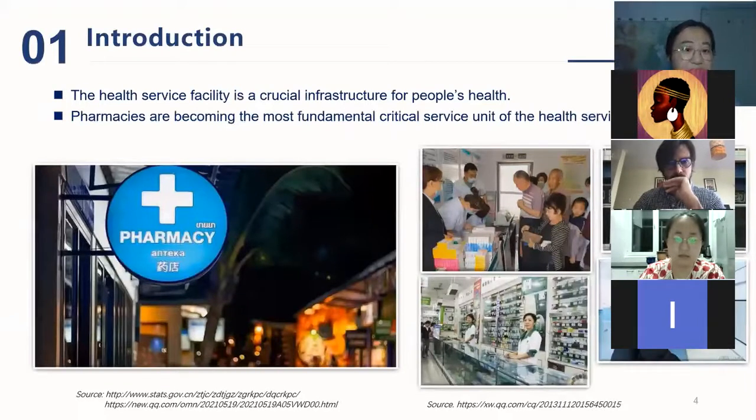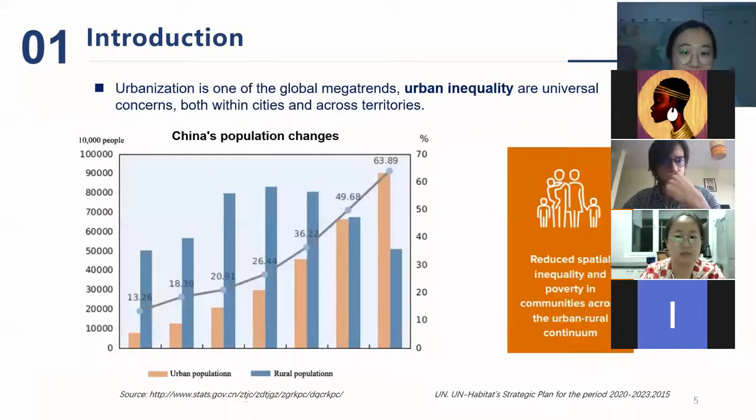As we know, the health service facility is a crucial infrastructure for people's health, and pharmacies are becoming the most fundamental critical service unit of the health service system. At the same time, urbanization is one of the global trends of our time. China's urban population rose continuously. In the process of urbanization, unchecked and unplanned urban inequality are universal concerns, both within cities and across territories.